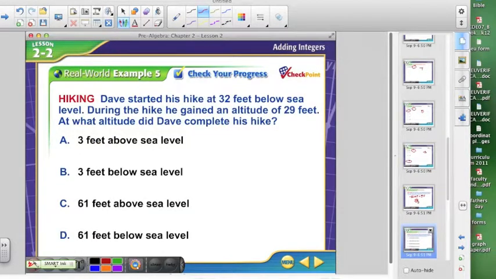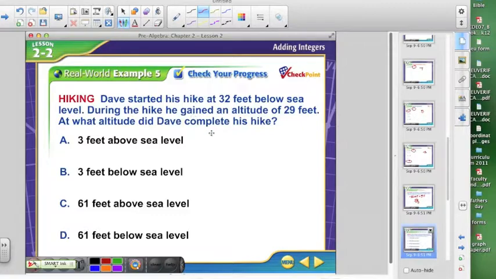Okay, here we go. One final problem. Dave started his hike at 32 feet below sea level. During the hike, he gained an altitude of 29 feet. At what altitude did Dave complete his hike? All right, you pause the video, work this one, and then come back and check it.